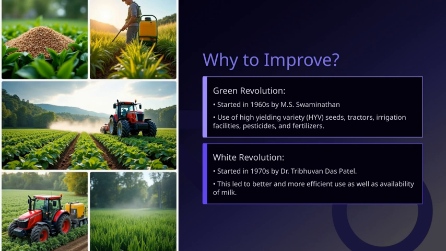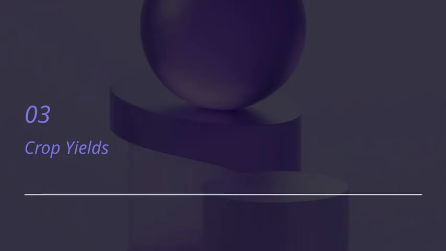They are core examples of how innovation aligns with our broader goal of sustainable development and food security. So, by continuing to improve in these areas, we can ensure a better future for our farmers and our population as a whole. Now, let's turn our attention to crop yields.